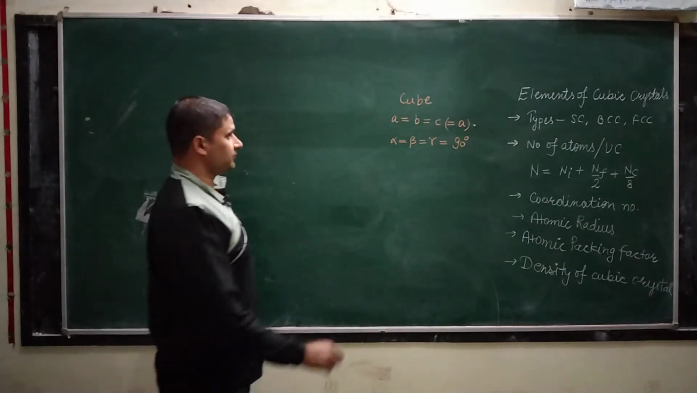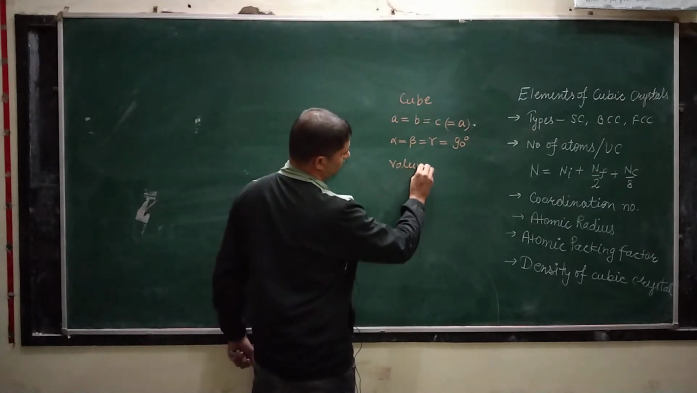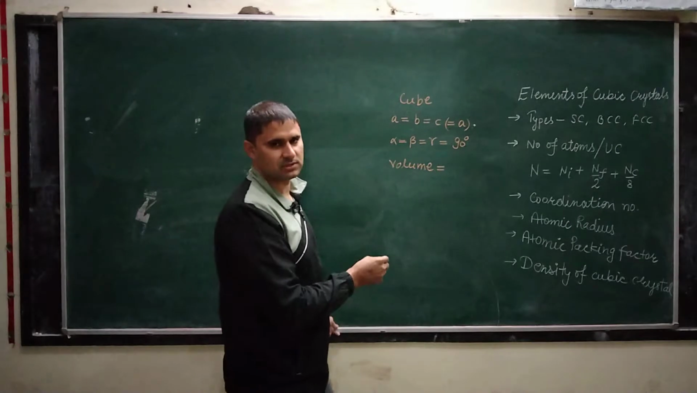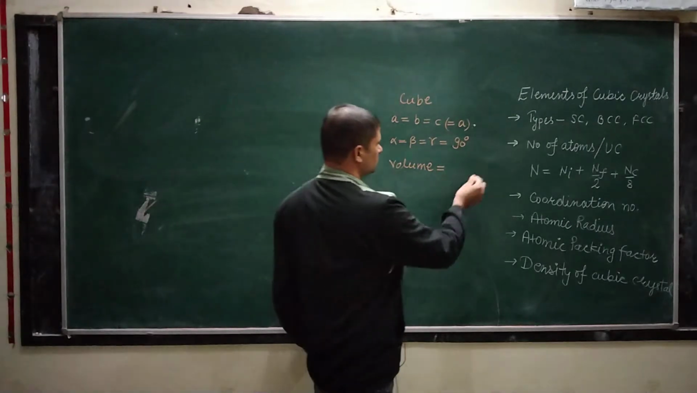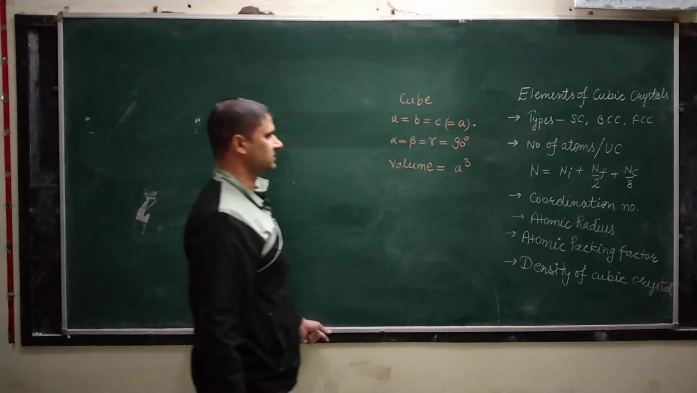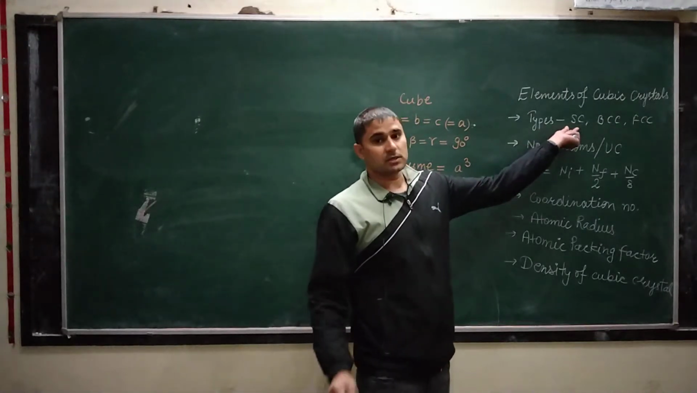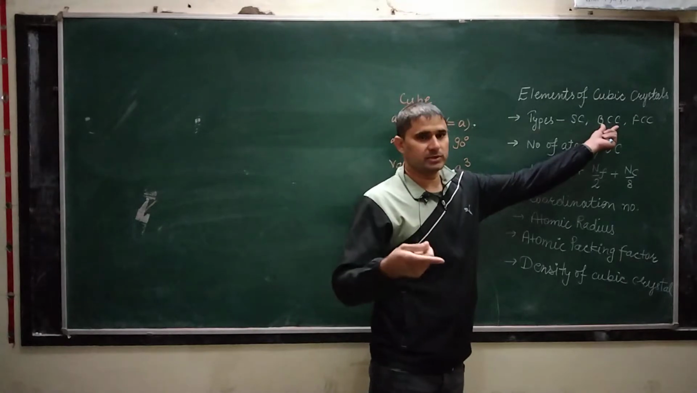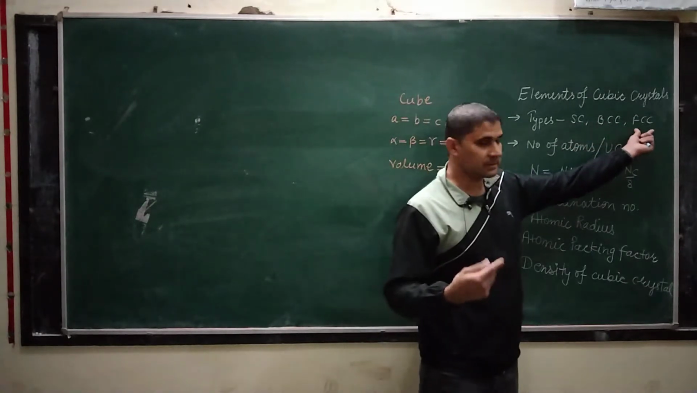Okay class, so if you find the volume of a cube, as you have seen in the previous lectures, it is given by the scalar triple product. So it will be equal to A cube. Now here we will see where the particles are present in simple cubic, in body centered cubic, how it is different from simple cubic, and FCC.